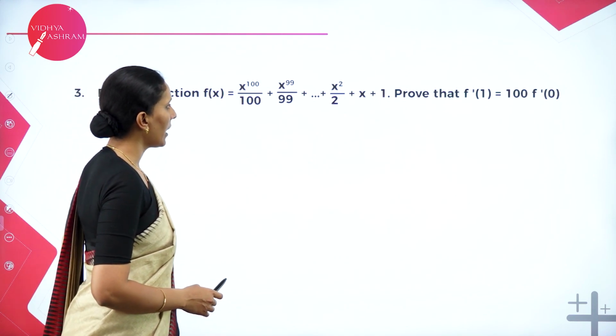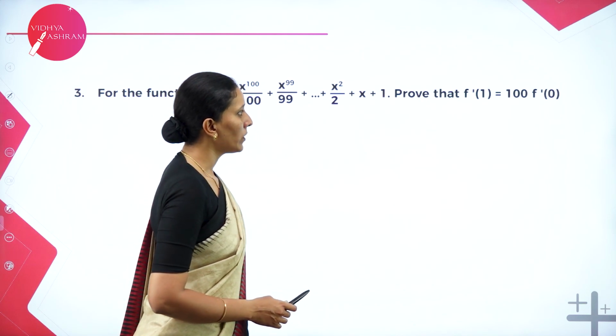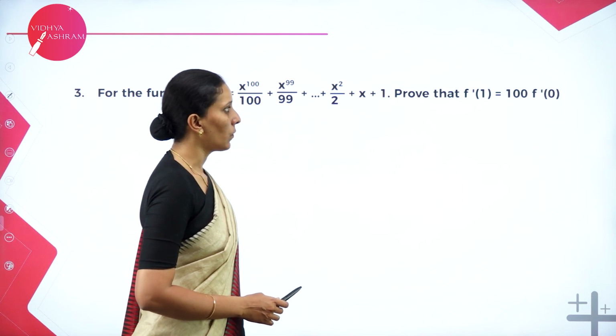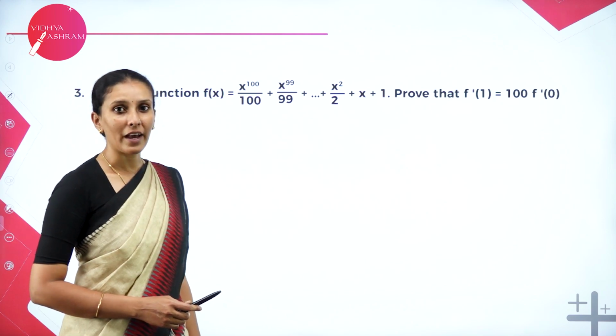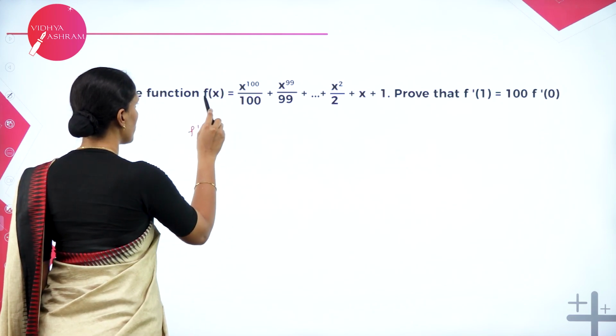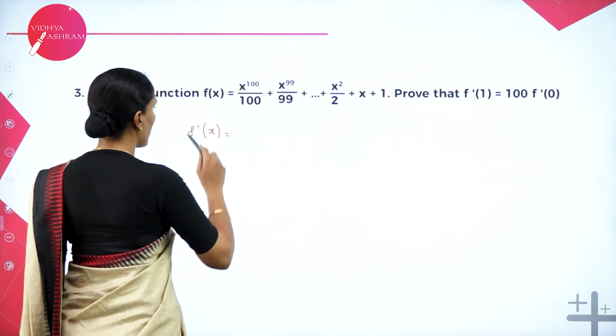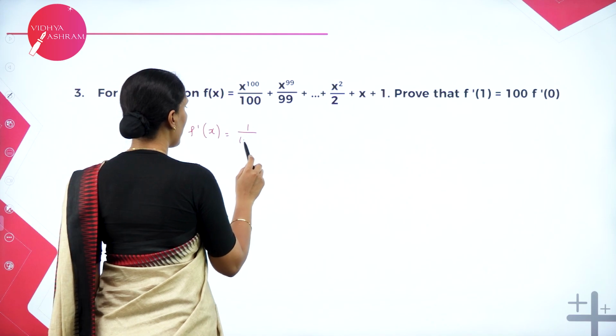Next one. For the function f of x is equal to x to the power 100 by 100, x to the power 99 by 99 plus x square by 2 plus x plus 1, prove that f dash of 1 is equal to 100 into f dash of 0. First, let us find the derivative of this function. So f dash of x. So here 1 by 100 is a constant. So let's keep 1 by 100.